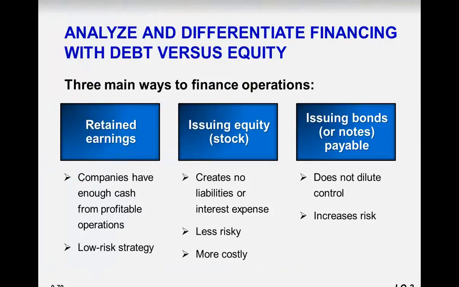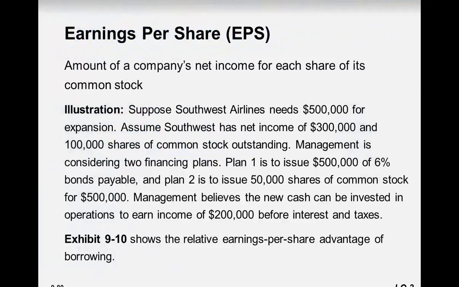And issuing bonds or notes payable does not dilute control. The owners don't give up ownership, but there is an increased risk because you've got to be able to meet those interest payments and the principal payments as they come due. And interestingly enough, debt and equity can affect your earnings per share, the amount of a company's net income for each share of its common stock.